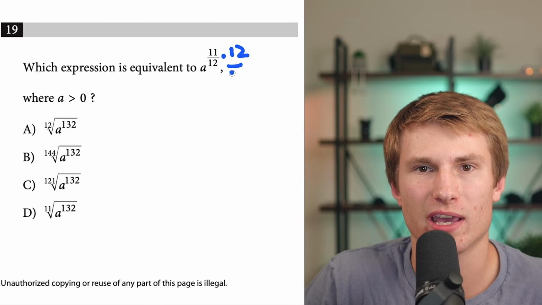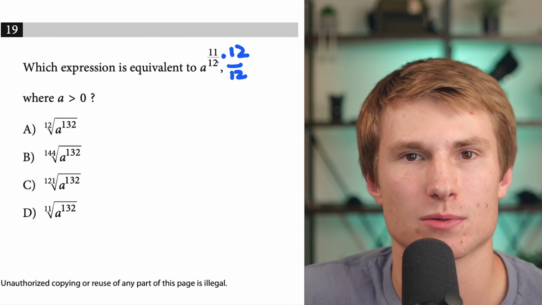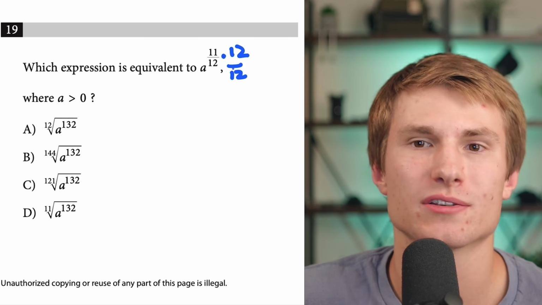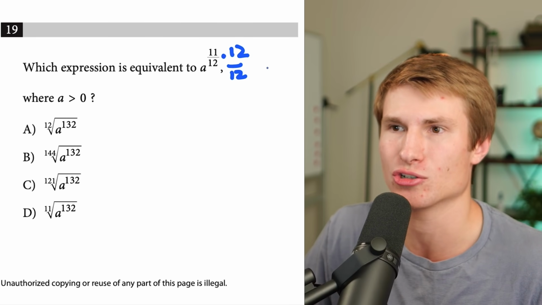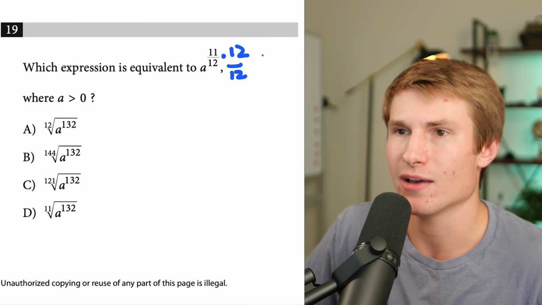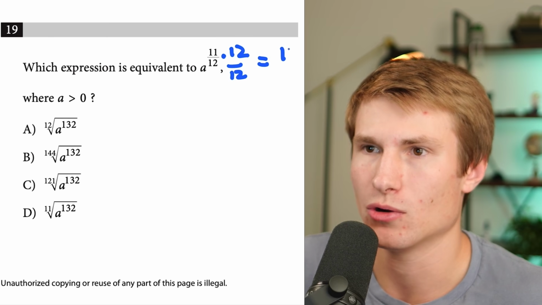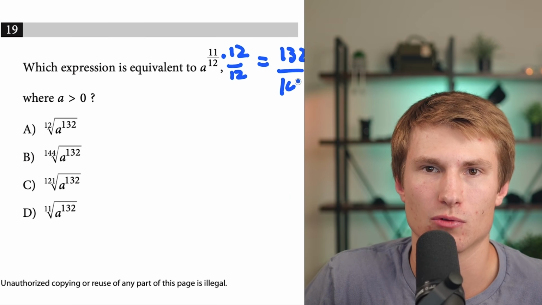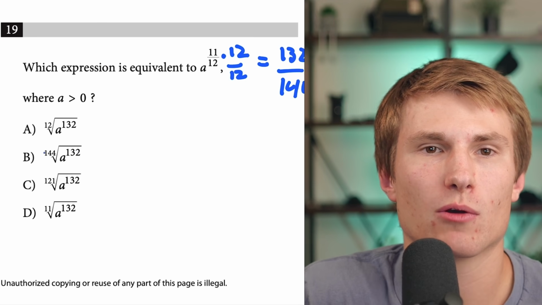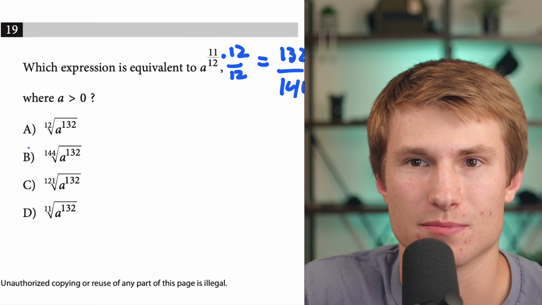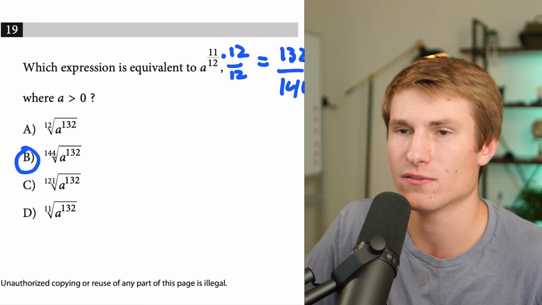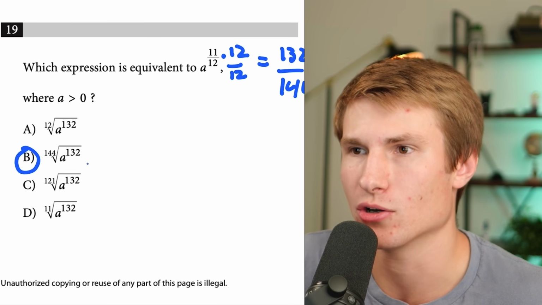Now, why is this okay? Well, it's okay because we're multiplying by 1. So we're taking that 11 over 12, we're multiplying by 1, so it would stay the same. We're just making it a larger number. So when we do that, 11 times 12 we know is going to equal 132. And we know in our denominator, 12 times 12 will equal 144. So now we're going to find our answer choice. It will be answer choice B, which is the 144th root of a to the power of 132.